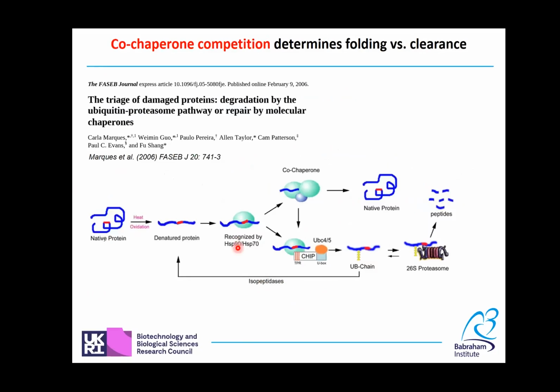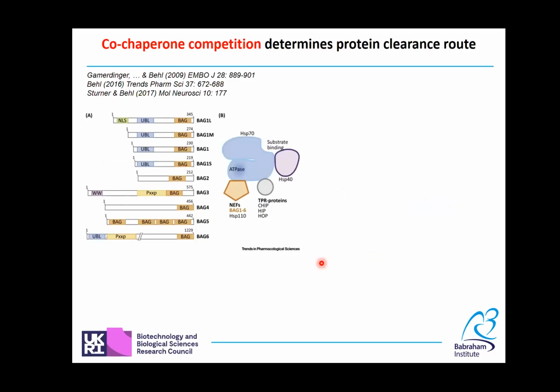So going back to our beloved HSP70, HSP90 machinery, pro-folding co-chaperones or pro-degradation co-chaperones, in this case a ubiquitin ligase, compete for the same site on HSP70 and HSP90. And so in this case, you have the triage decision between folding and clearance dictated by direct competition between different co-chaperones. This isn't just true for the folding versus degradation decision. It's also true further down the road.